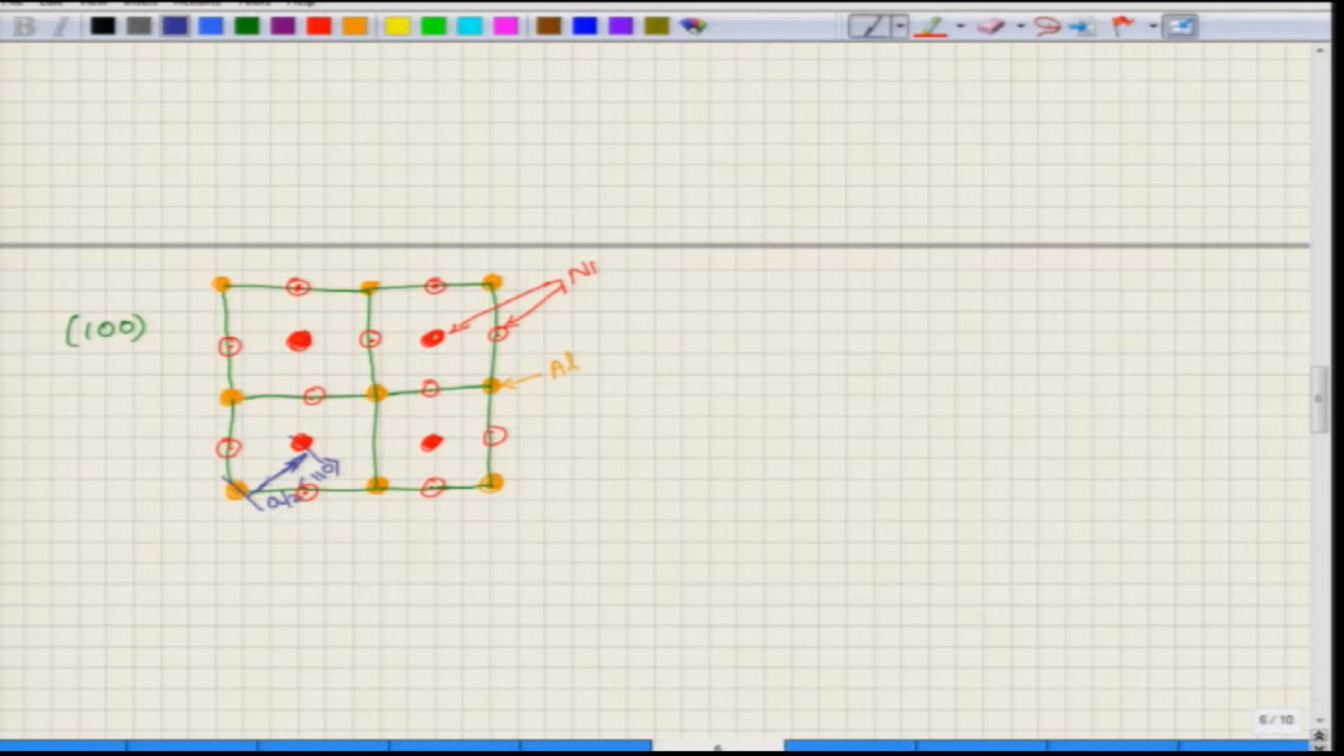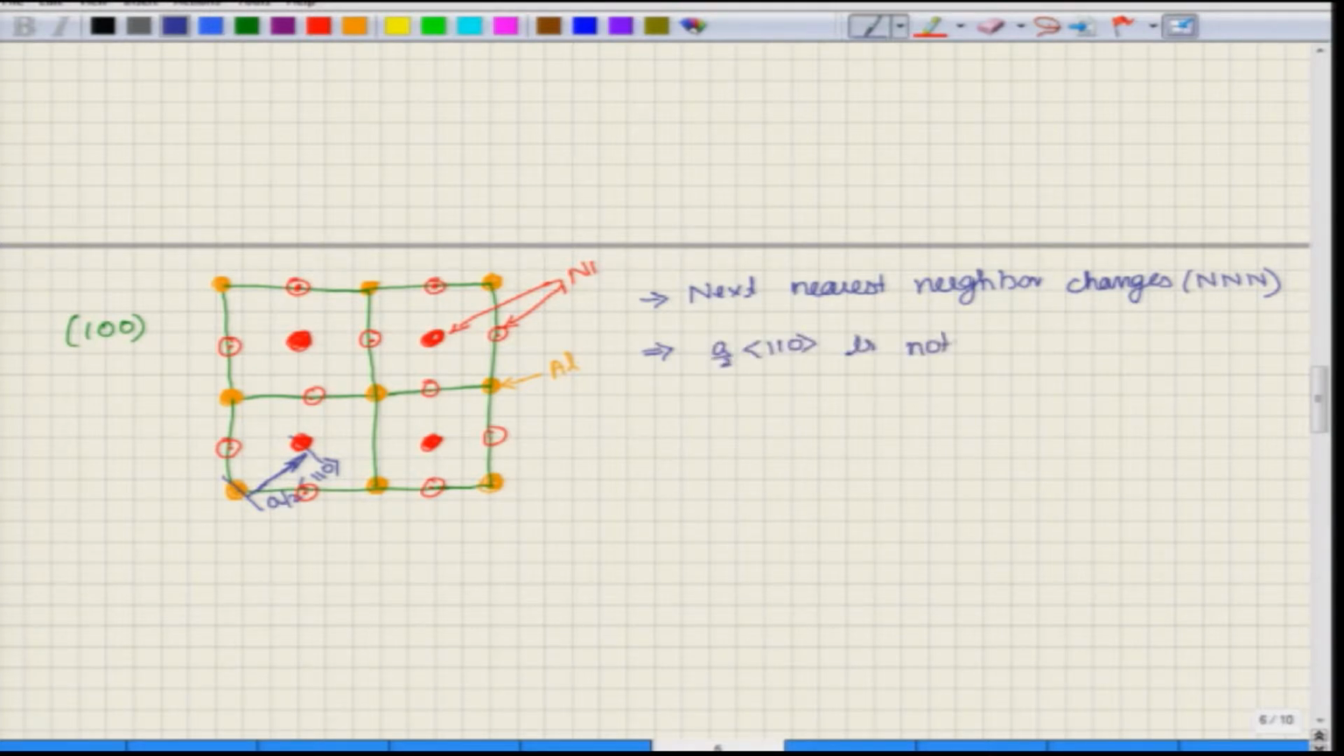So, next nearest neighbor, remember that term, next nearest neighbor changes. It is also called NNN. So when I say that the next nearest neighbor changes, one thing is that this a/2<110> is again now confirmed not to be a lattice translation vector. So now you can clearly see that it is very different from FCC. In FCC, we saw that a/2<110> is the lattice translation vector.